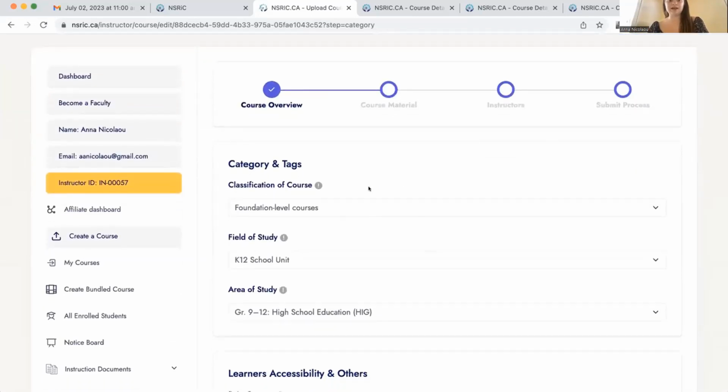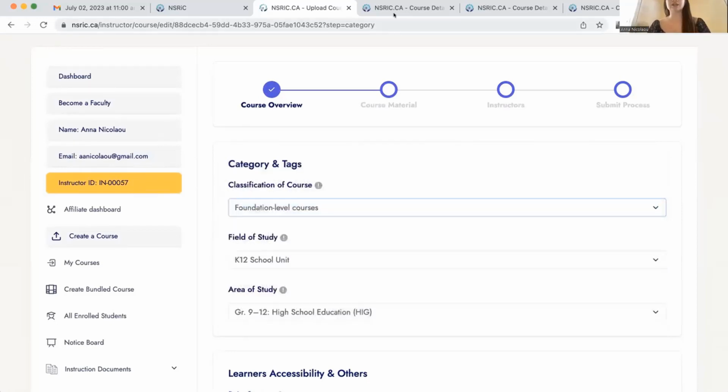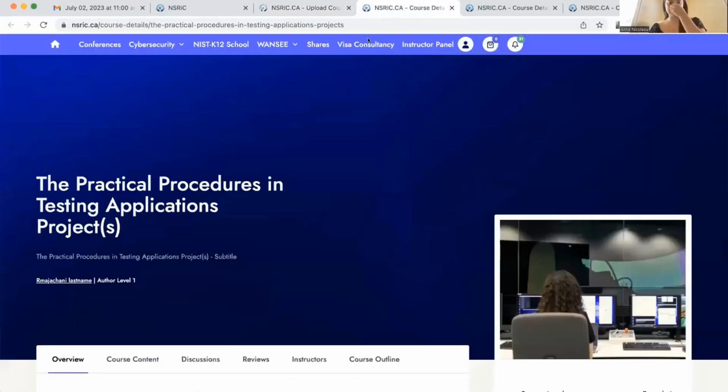Okay, so now we're going to classify the courses. There are all these different types of courses. So how do you know if your course is advanced level, or Canadian immigration workforce training courses, or executive foundation level, whatever it is? Well, there are actually some guidelines, which I'll show in a sec.